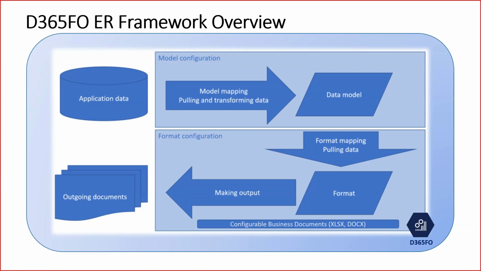The data model is an abstract representation of data structure that contains all the necessary information which we will be using on the outgoing document. The second one is the format configuration, and it represents the definition of what kind of an outgoing document we will be creating. For example, XML, Microsoft Excel, or Word, and how we are presenting the fetched and transformed data on the document. Microsoft added an additional layer on top of format configuration called Configurable Business Documents, which enables users in Dynamics with tools to customize Microsoft Excel or Word report templates.